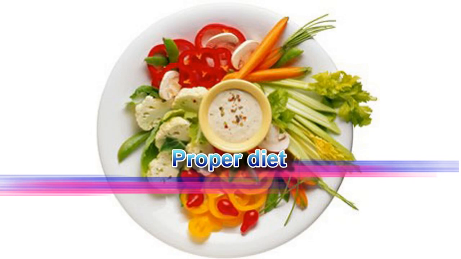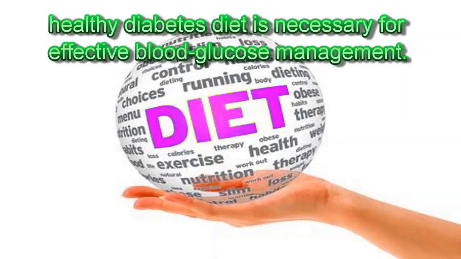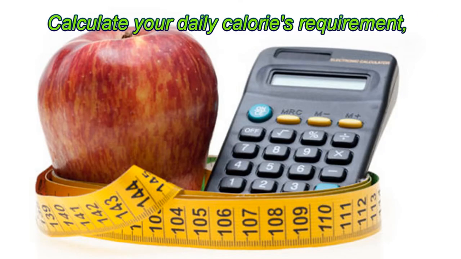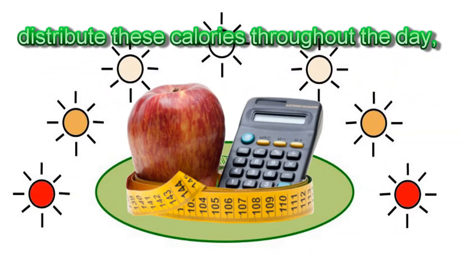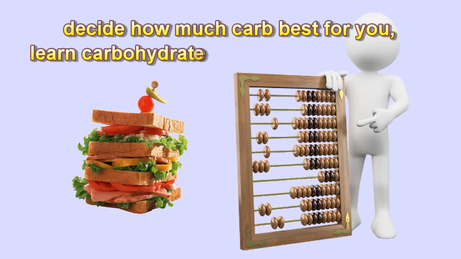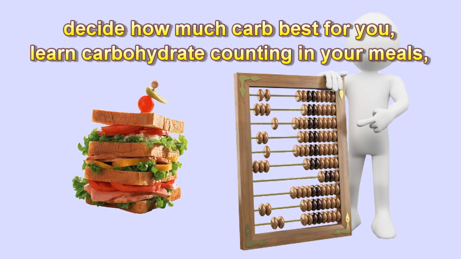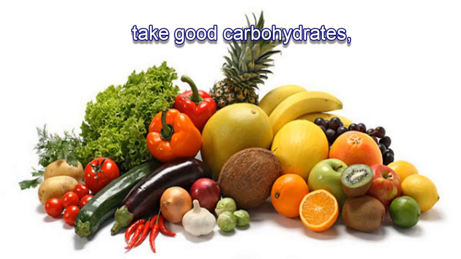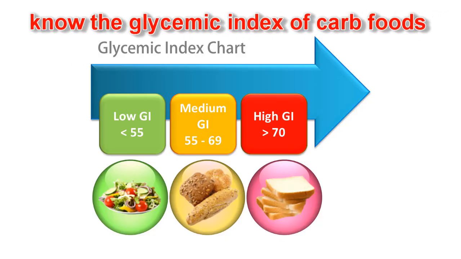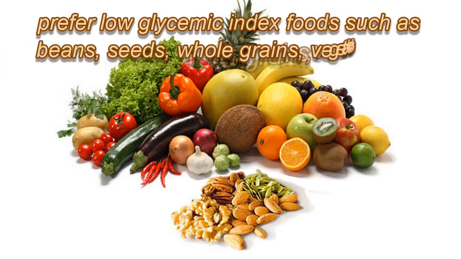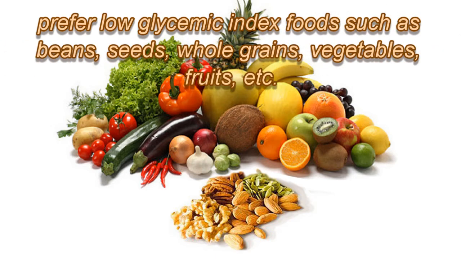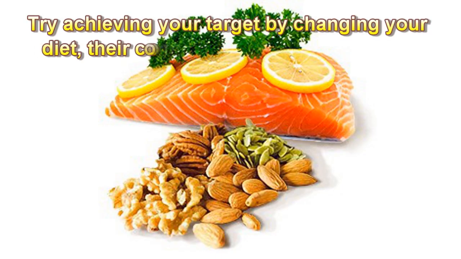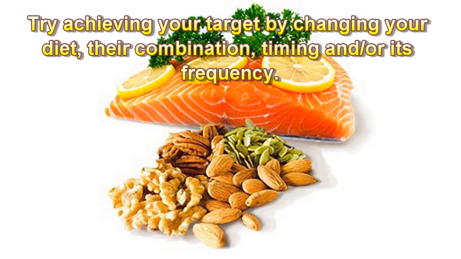Proper diet. A healthy diabetes diet is necessary for effective blood glucose management. Calculate your daily calorie requirement, distribute these calories throughout the day, decide how much carb is best for you, learn carbohydrate counting in your meals, take good carbohydrates, know the glycemic index of carb foods, and prefer low glycemic index foods such as beans, seeds, whole grains, vegetables, fruits, etc. Try achieving your target by changing your diet, its combination, timing, and or frequency.